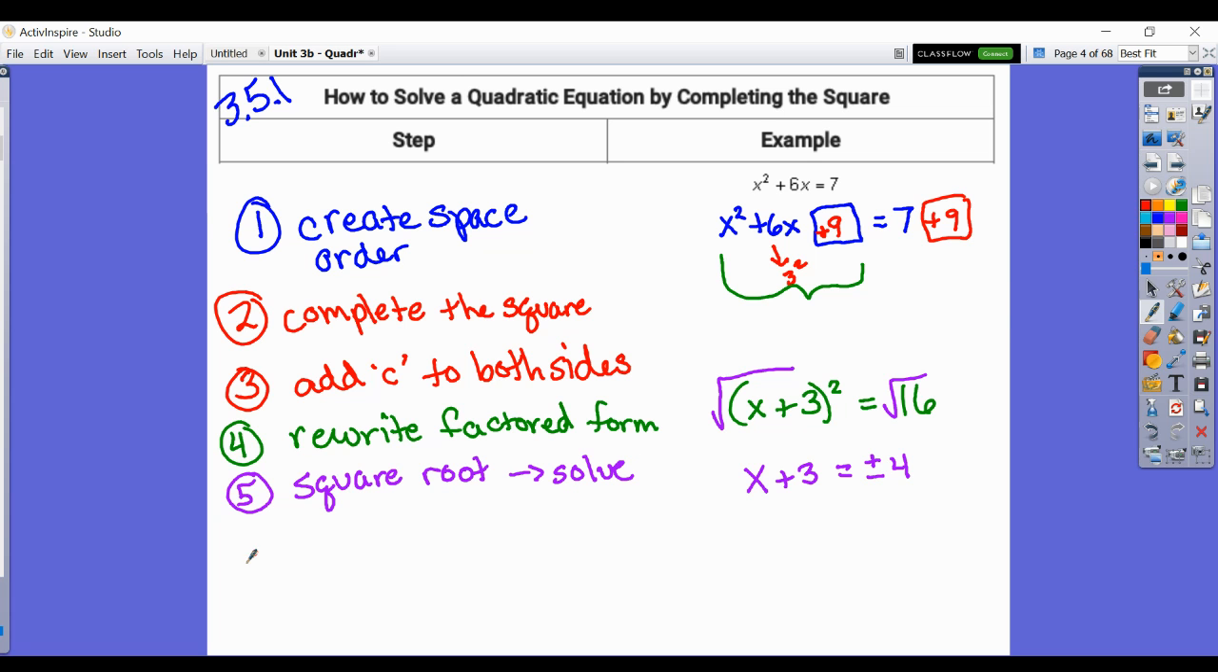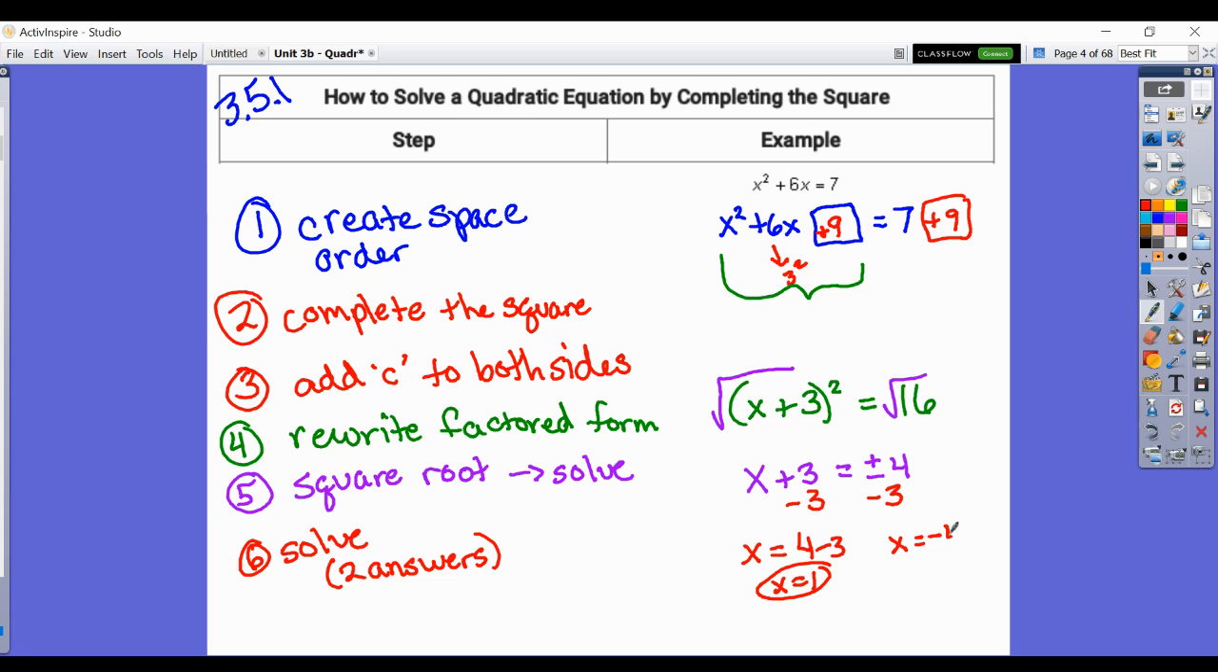So the last step to solving it is make sure you have 2 answers, usually, unless there's a 0 involved, but usually you're going to have 2 answers. We're going to subtract 3 from both sides very carefully because we have a positive 4 minus 3, which is 1. And that's one of my answers. And we also have negative 4 minus 3, which is negative 7. And these are my 2 answers.